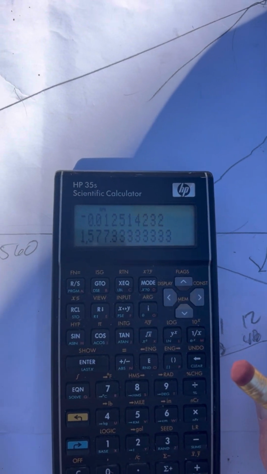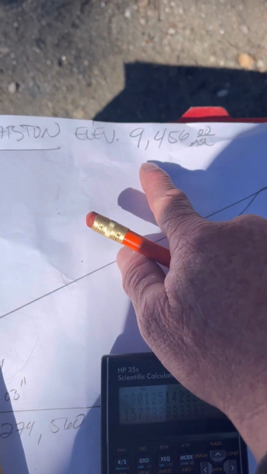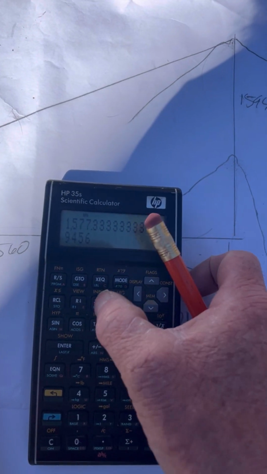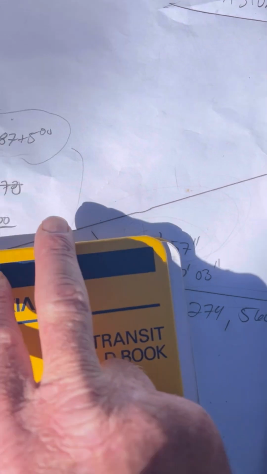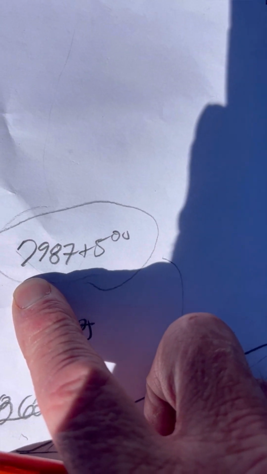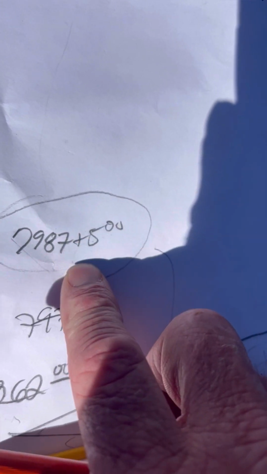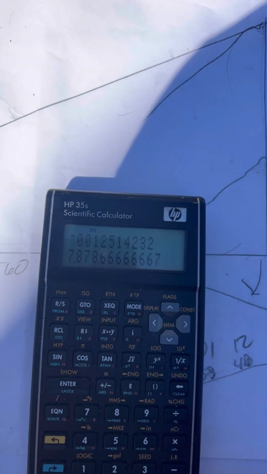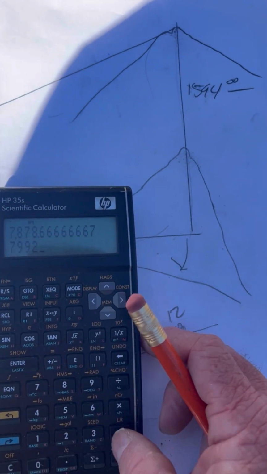So I'm going to take 94, the elevation for Mount Wrightston, which is 94.56. I'm going to roll that up and minus it out. Now I'm going to take the approximate elevation that I'm at, which is 79.87 plus the 5 feet for the height of the instrument. So it's 79.92. So I'm going to go 79.92, minus that out.